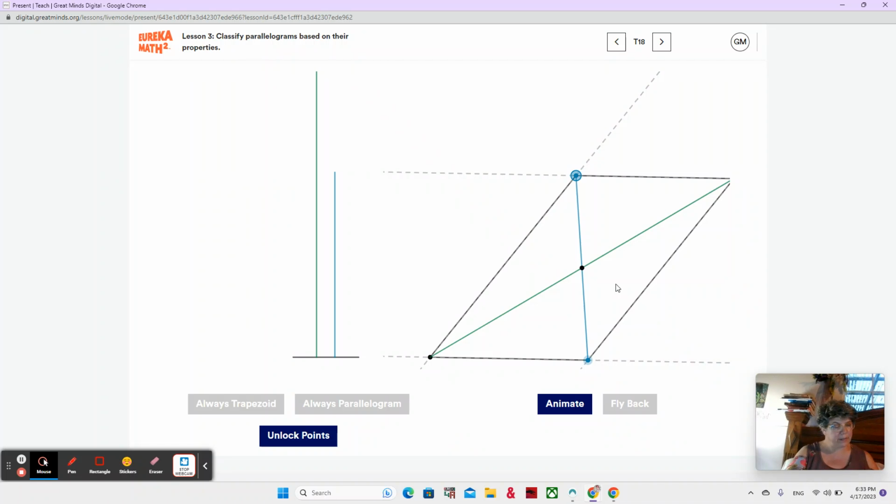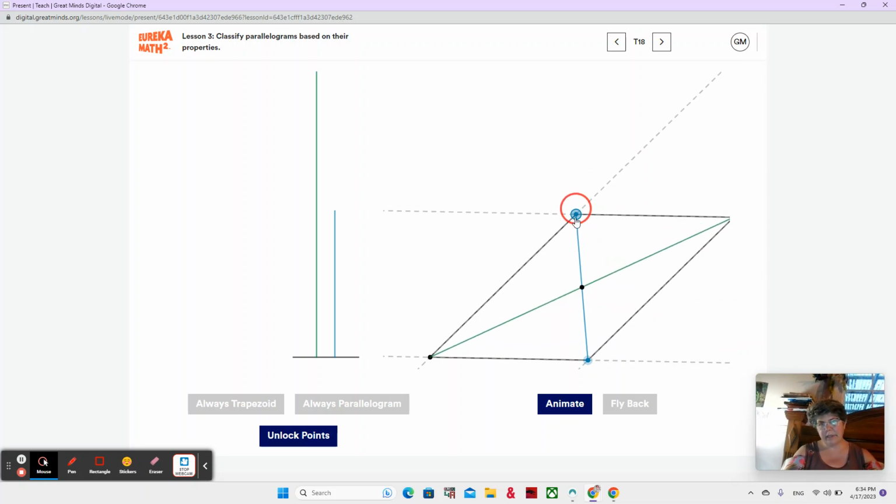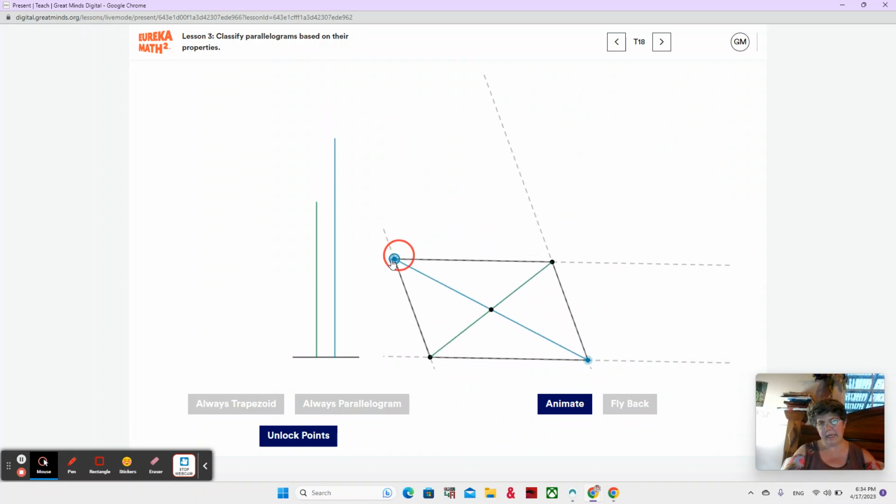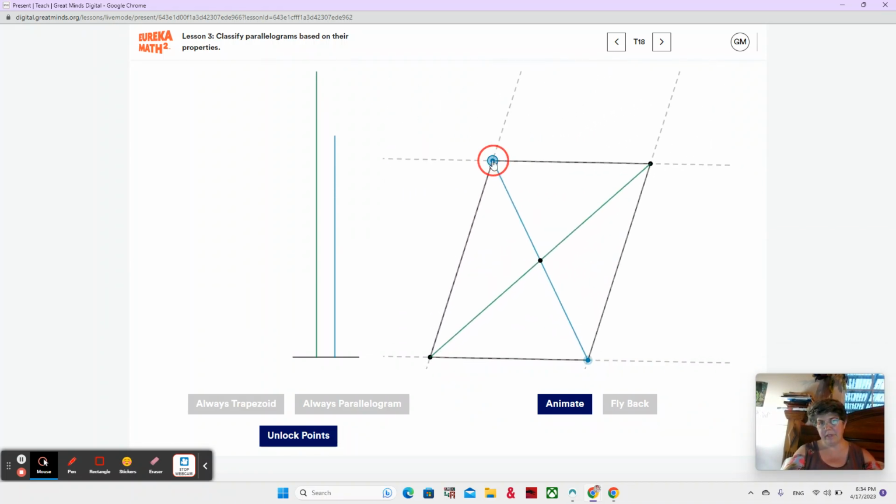But what we do notice is that each diagonal splits the other one in half, and they intersect at their midpoint. Here's another word. Midpoint is the point on a line segment that divides the line segment into two line segments of equal length. In other words, this green line segment is cut in half at the midpoint. The blue line segment is cut in half at the midpoint. Let's look at a couple more, and you can see that they're both being cut in half at the midpoint.